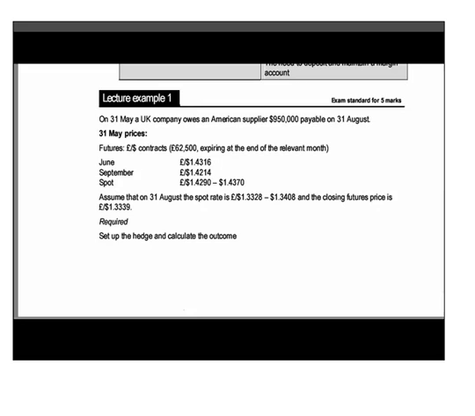So we have a mini scenario where a UK company owes an American supplier $950,000. So they've imported something from the US, they've now got a payable. It's payable on the 31st of August. So what's our risk? Well, our risk is that in the time between now, 31st of May, and the 31st of August, the dollar appreciates and sterling depreciates. Because if the dollar appreciates and sterling depreciates, it means that that $950,000 is going to cost us more in sterling than we're anticipating, and we'll make a loss.